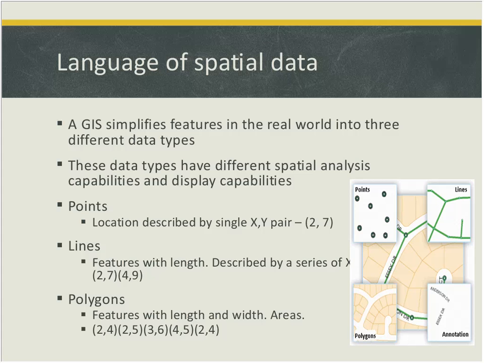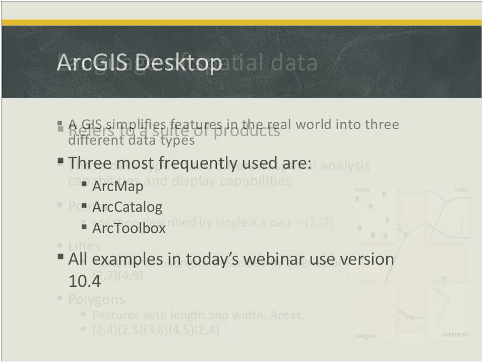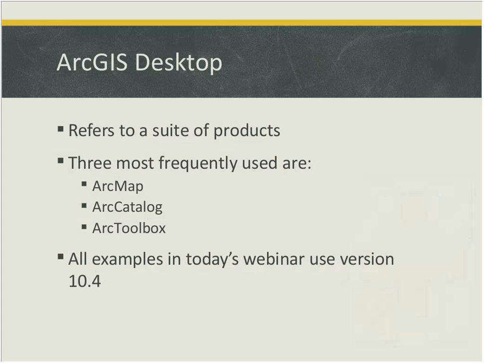And then polygons are the last type of feature. It's a two-dimensional feature, has length and width. It's also described by a set of coordinate pairs that start with the same coordinate pair as they end with. So you see in the example, it starts with 2, 4, and then it ends with 2, 4. So hopefully that gives you a visual on what I'm talking about when I talk about features that are points, lines, and polygons. So let's move on and discuss a little about ArcGIS Desktop.